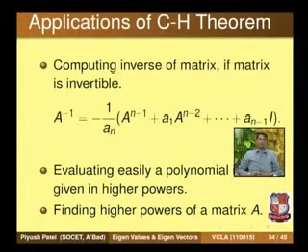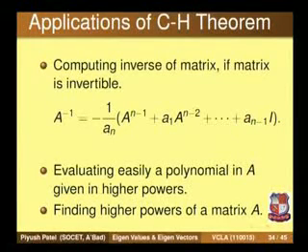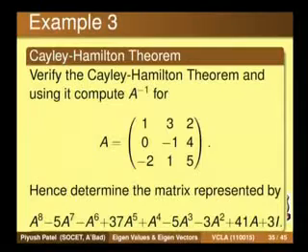And the other applications are, you can easily evaluate a polynomial in A given in higher powers, and many times we use the Cayley-Hamiltonian theorem in finding the higher powers of matrices, because in many applications we need to consider the higher powers of the matrices, and they are not easy to find out, but using such applications you can usually compute them. So let us take an example based on the Cayley-Hamiltonian theorem.